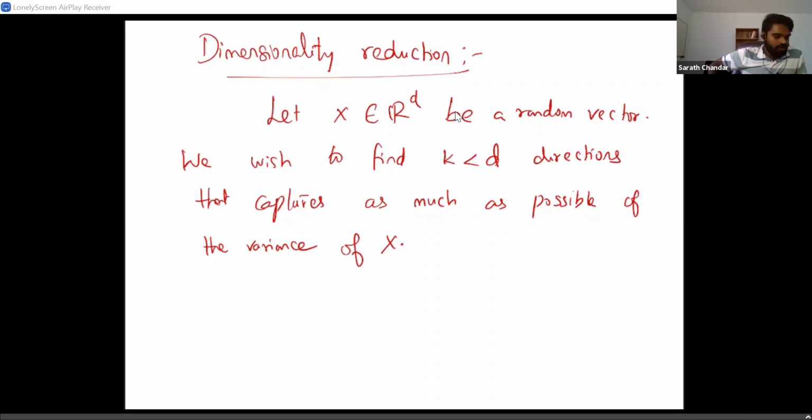There are two questions here. The first question is, why is this useful? What is the application for this problem? Is d the number of features? Yes, d is the number of features. Now, what are the applications? The first application that one could think of is feature extraction.